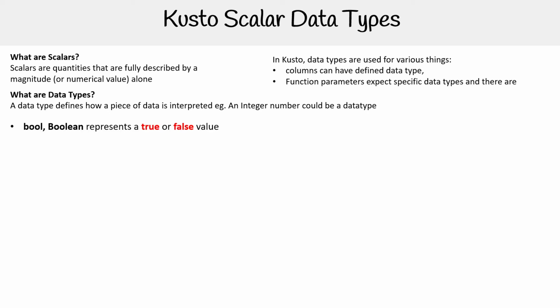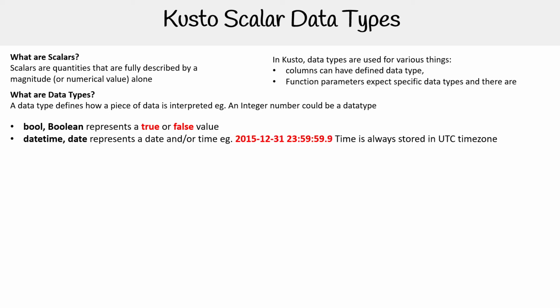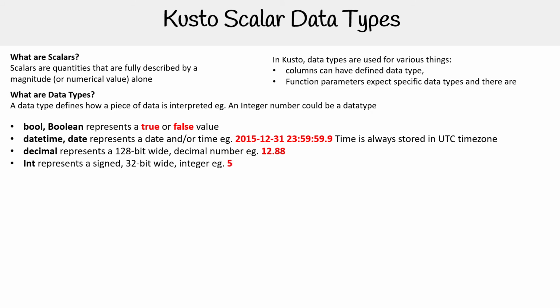I've summarized them quickly. The first is Boolean, and this represents a true or false value. Then you've got datetime, or date, and this represents a date, and these are stored in UTC time zones. You've got decimals. These are numbers like 12.88, with a decimal in them. You have integers, which are whole numbers. Then you have longs, which are also integers, but with a greater range.